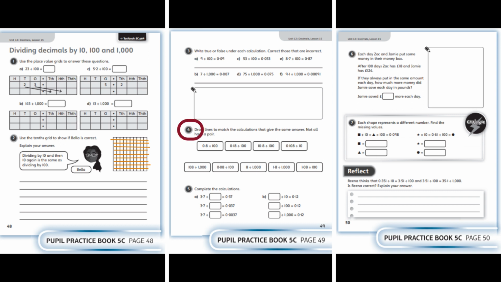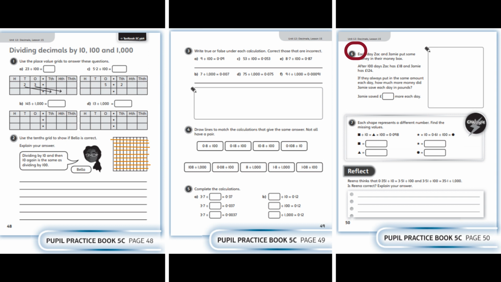For number 4, you're going to draw lines to match the calculations that give the same answer. Not all of them have a pair. You're going to need to work out each calculation and find the answer before you match them up. At the bottom, you simply need to complete the calculations. So you'll need to determine either what you're dividing by or what number is being divided to get to the given answer. On page 50, question 6 is quite challenging.